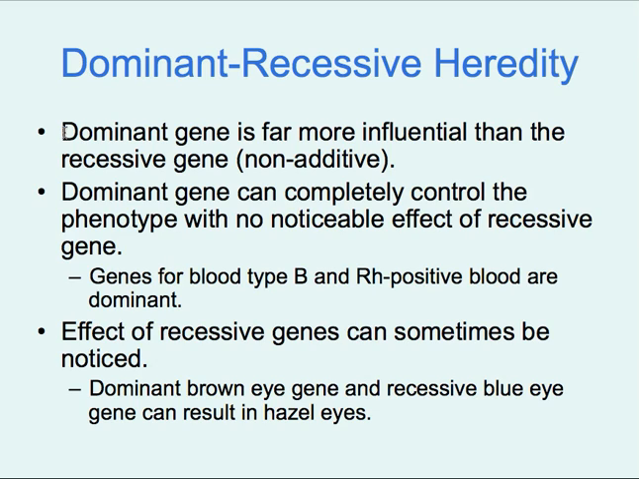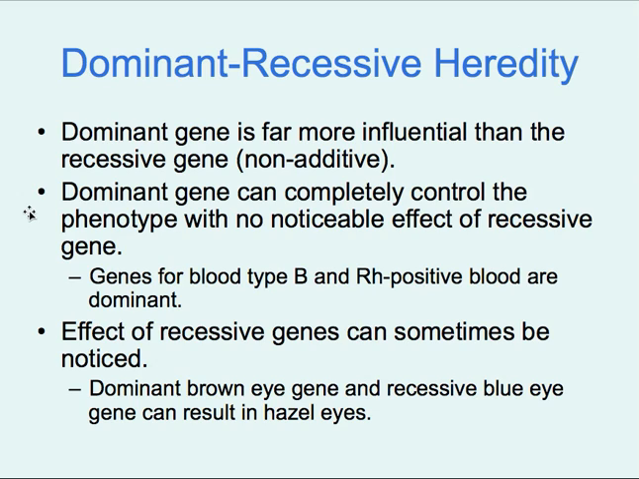If a gene expresses itself in the presence of another gene, it's considered to be dominant. Remember, in the presence of another gene, meaning that if you get one from your mother and one from your father, the one that you got from your mother, if it shows up in your phenotype, it's considered to be dominant. Dominant genes can completely control the phenotype with no noticeable effect of recessive genes.